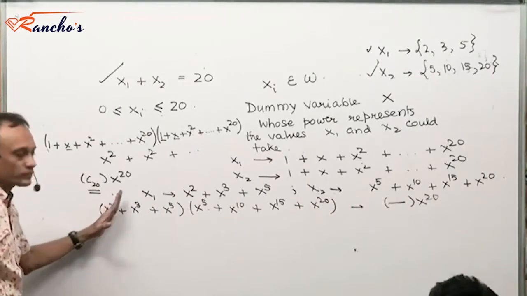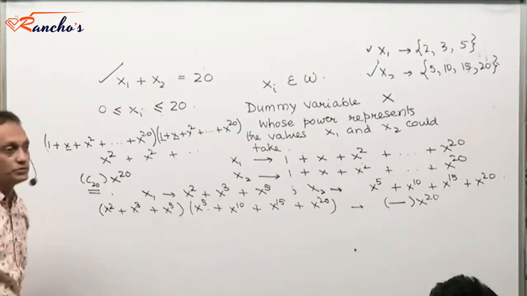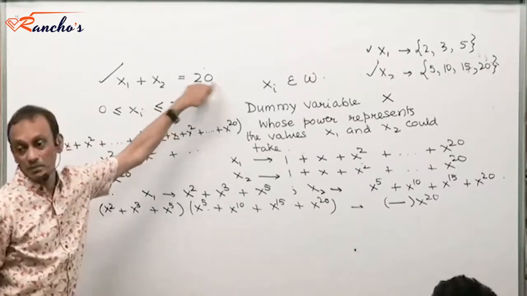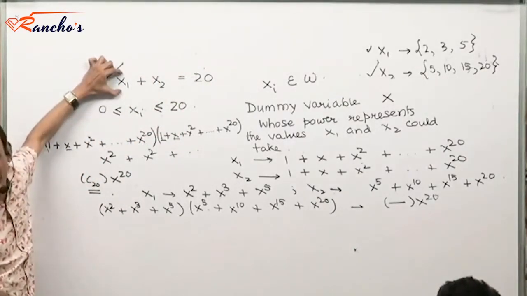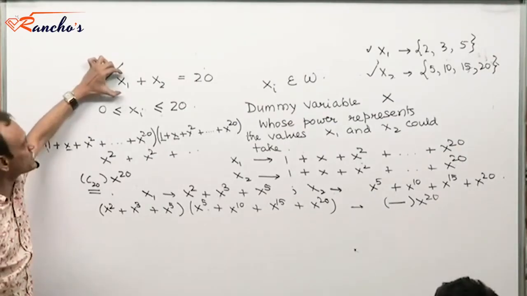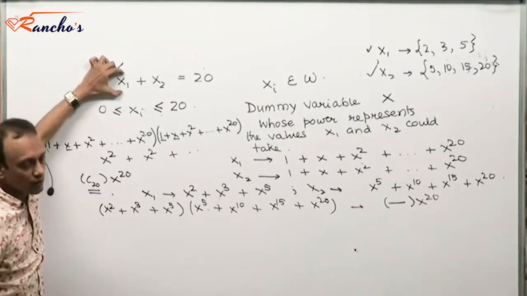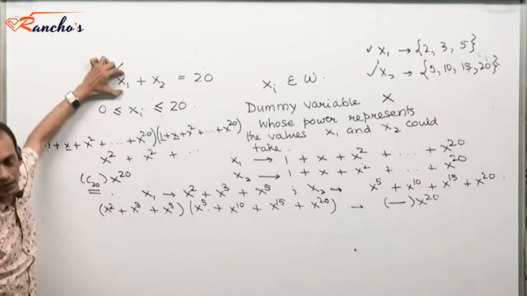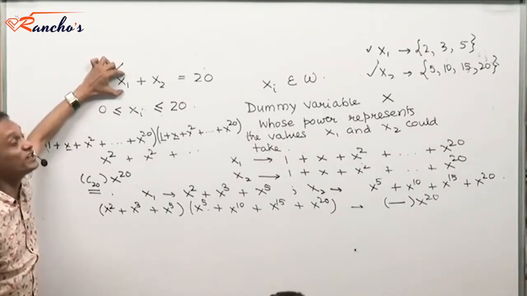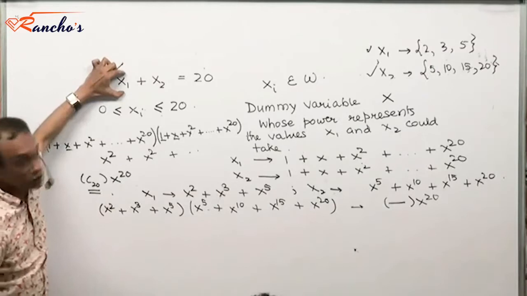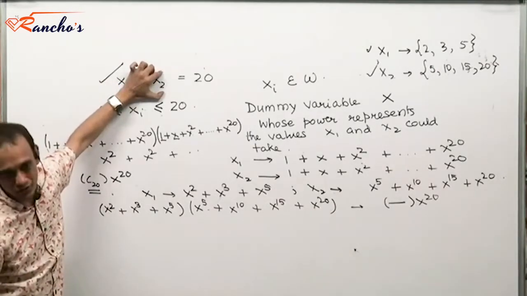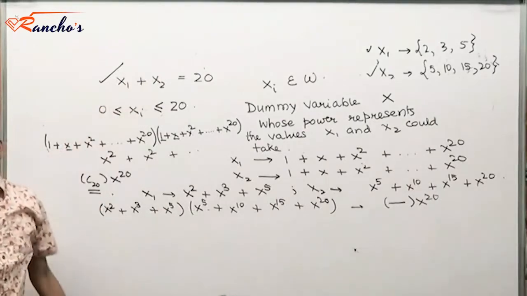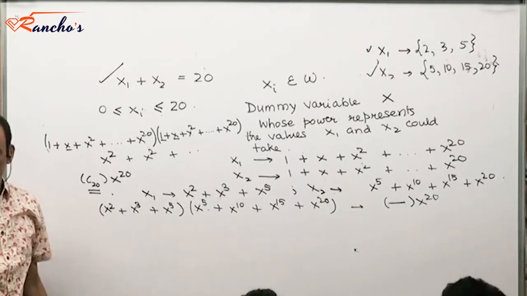So the powers should add up to the right hand side. The powers should add up to the right hand side. A polynomial using a dummy variable would have to be constructed, and the various powers of x in that polynomial will represent the various values x1 can take. In the other polynomial, the various powers will represent the various values x2 could take, and so on and so forth. Yes or no?